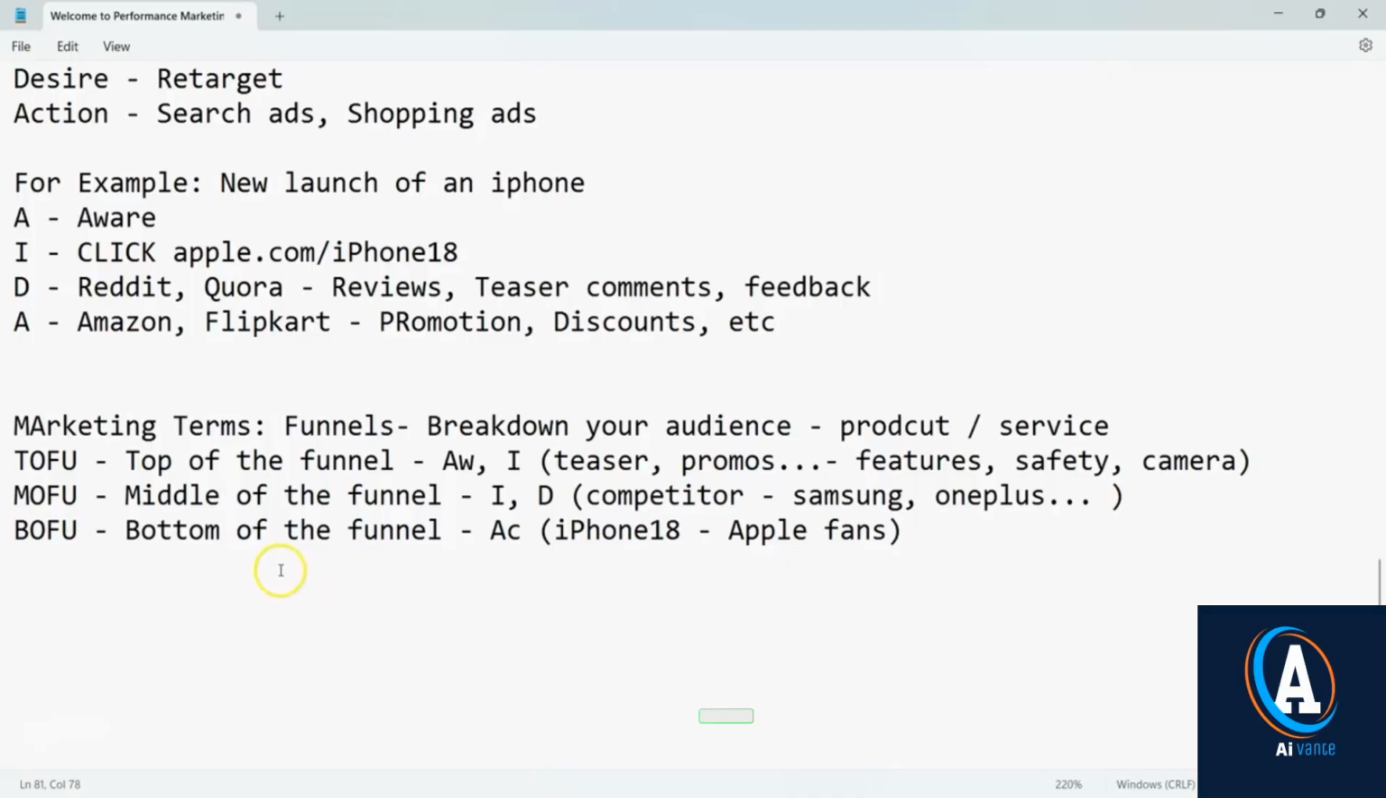You're always going through this logical journey of starting out with promoting to people at the top of the funnel, gradually moving them to share common interest with you, which is in the middle, and then finally converting them into buying from you. That is where the bottom of the funnel comes into play.